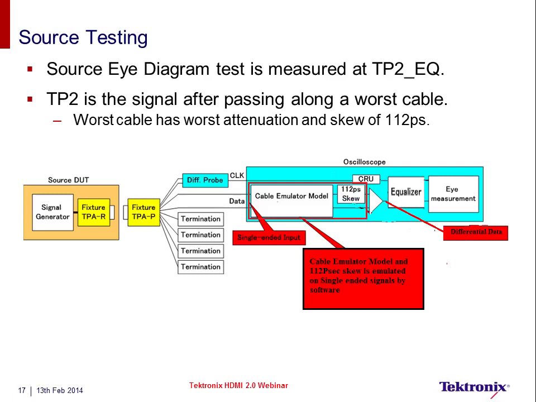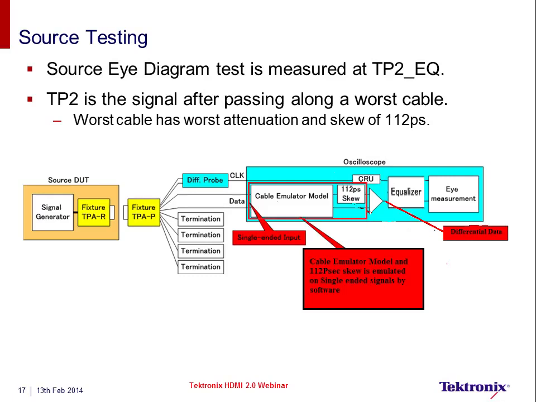The clock signal is connected through a differential probe, and one of the data lanes is now connected in the single-ended fashion, and it has to pass through a cable emulator which will have a worst case attenuation and a worst case skew of 112 picosecond, and we render the eye diagram using the equalizer and look at any failure in the eye diagram in terms of eye mask violation. So that's as simple as the eye diagram test gets.